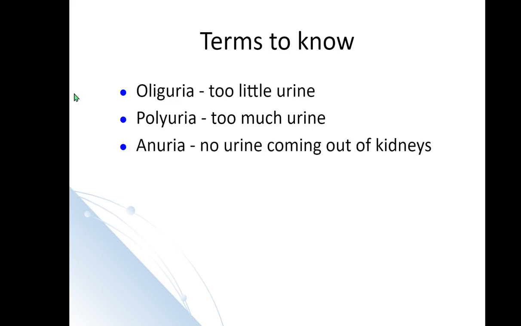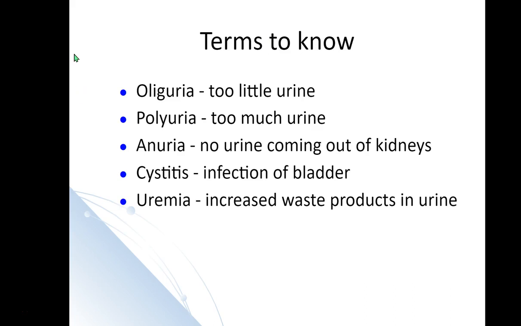Anuria refers to the complete cessation or stoppage of urinary secretion by the kidneys, and certainly that's concerning because the kidneys are still filtering waste out of the blood, but they're not able to release anything, so that is a concern. Next, we have cystitis, and that refers to an infection of the bladder or the urinary tract. Uremia refers to increased waste products in the urine, such as nitrogens, proteins, amino acids, and that can be a sign of renal failure. So again, very concerning.